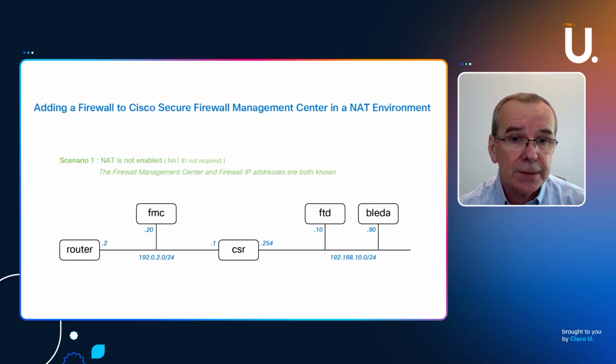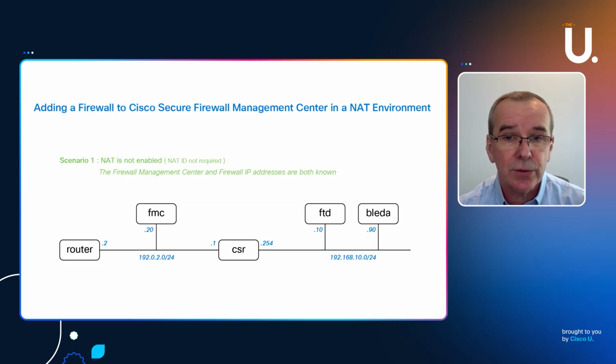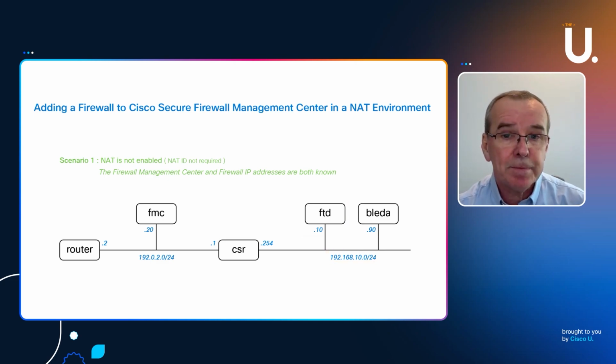Going back to this first scenario where NAT is not enabled, the management center and firewall know each other's IP addresses. You can see in this topology map that the FMC has an address of 192.0.2.20. It's connected to this network zone, and the firewall FTD has an address of 192.168.10.10. So let's go and take a look at this.